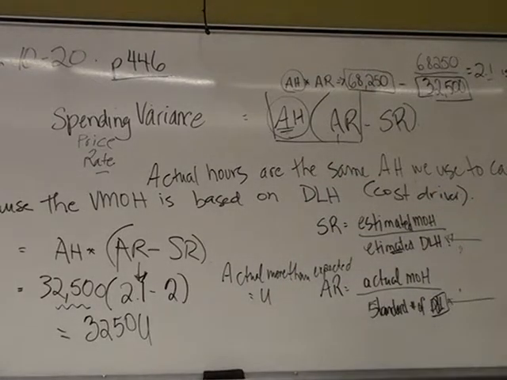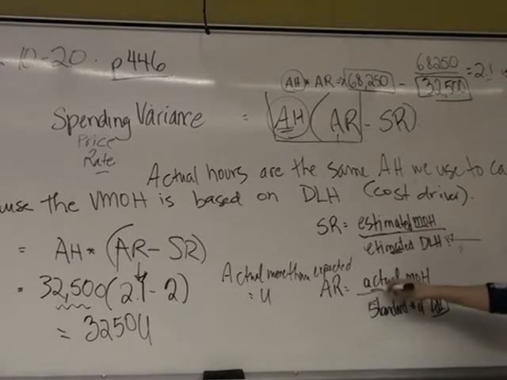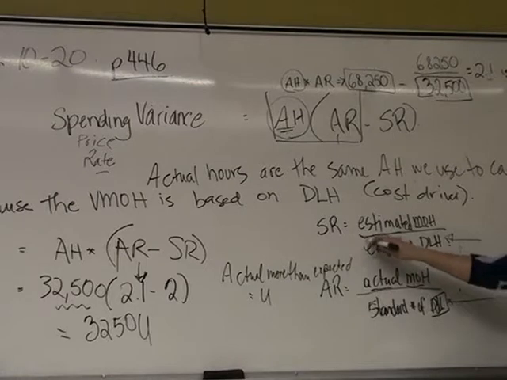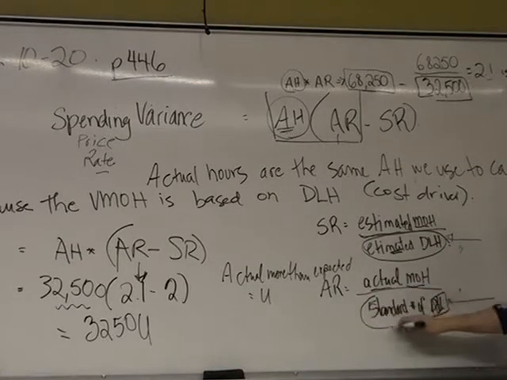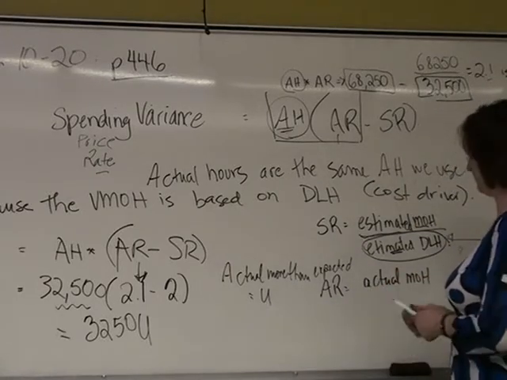Quick question. On the very bottom, it says AR equals actual MOH. Yeah, actual overhead. This is estimated overhead, this is actual overhead, and these two pieces have to be the same. Otherwise, you're not making them something you can compare. So it will be divided by actual hours on the bottom for AR. Oh, you're right. Thank you. Apparently, I made a mistake.